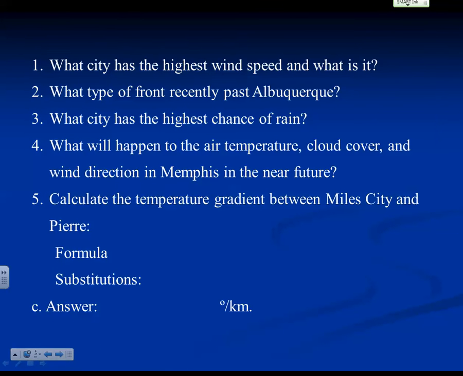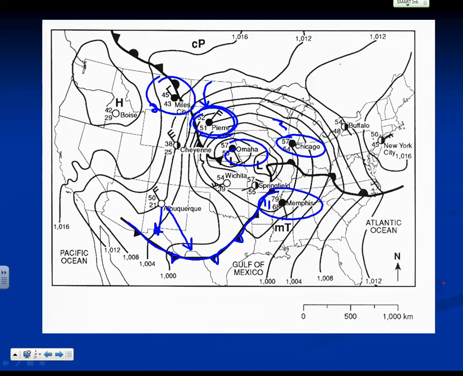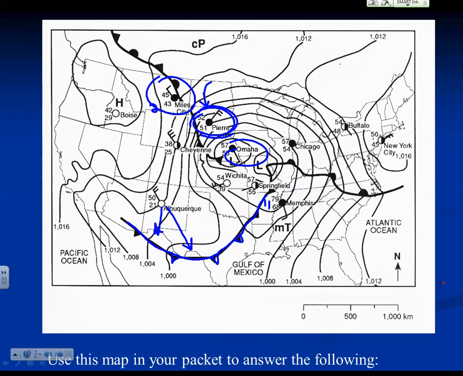Okay, what will happen to the air temperature, cloud cover, and wind direction in Memphis in the near future? So air temperature, cloud cover, and wind direction. Memphis, Tennessee. All right, let's get rid of some of this stuff so we can see what's going on. And in Memphis, looks like pretty soon, a cold front's going to be passing by. And right now it's overcast, cloudy. And the wind is from a southerly direction.